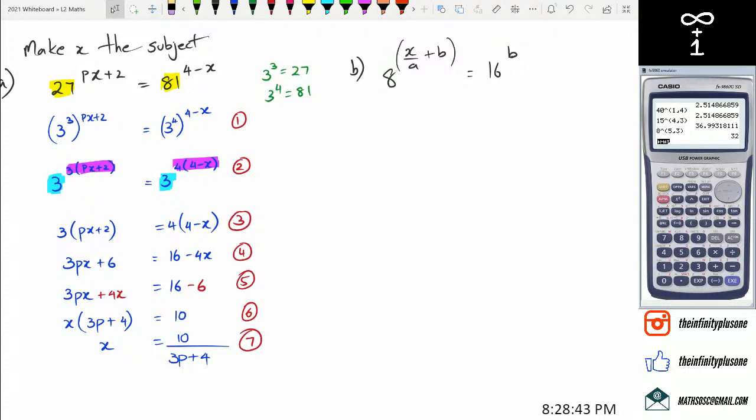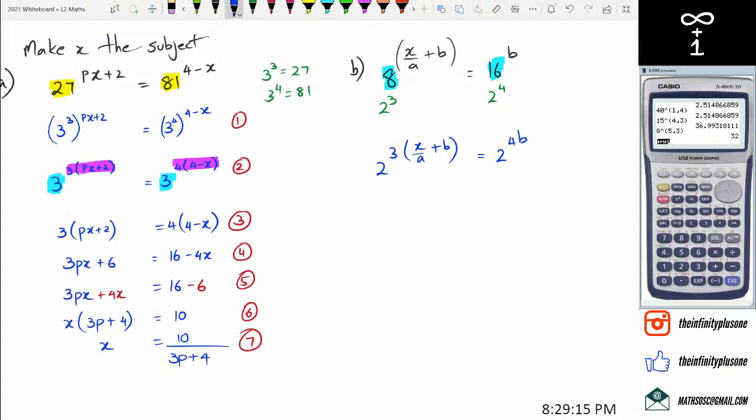All right, guys, I'm going to go through the answer for this one now. So once again, I've given you guys a similar base. We got a couple of different answers. It's going to be powers of 2, which means we can replace the 8 with 2 cubed and 16 with 2 to the power of 4. So what we have is 2 to the power of 3 bracket x over a plus b equals 2 to the power of 4 times b, which is just 4b.